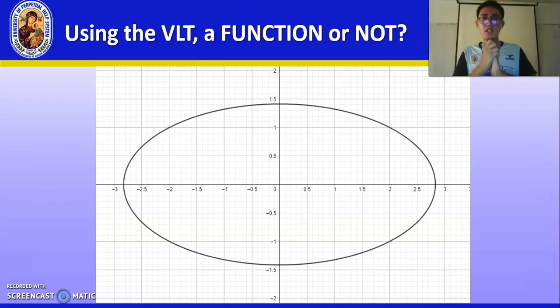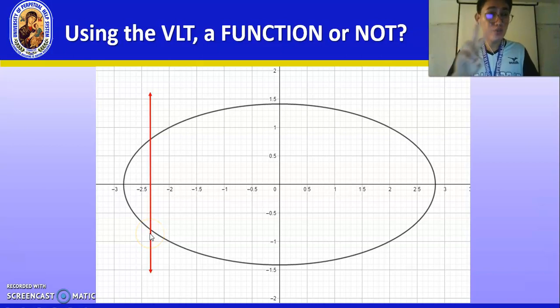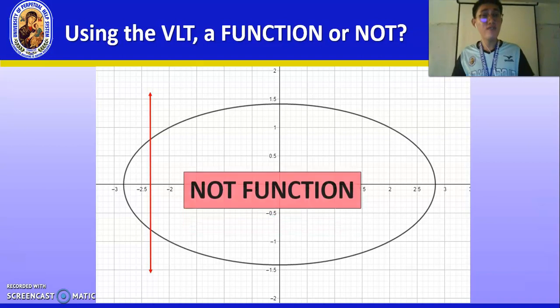All right. So we are going to draw here a vertical line that will intersect this. So we have here a vertical line. How many times does this line touch the graph? From this point and to this point, all right. That point and that point. Therefore, it touched the graph at 2 distinct points. We can say that this is not a function.